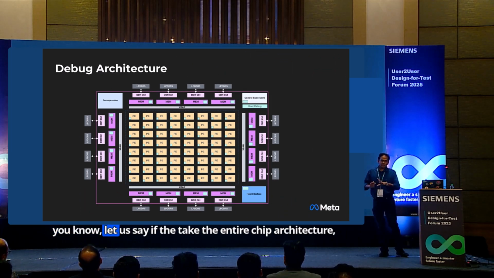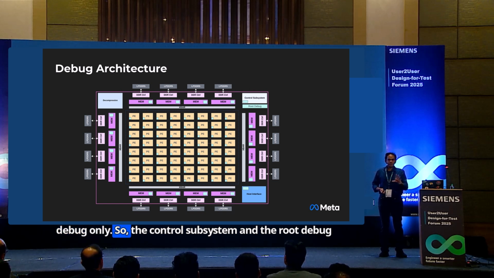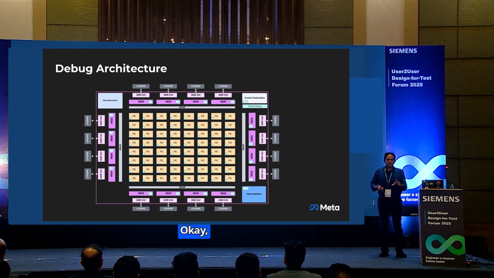So if we take the entire chip architecture, the functional plus debug together, the teal colors are the debug only. So the control subsystem and the root debug are sitting right next to each other, and this is how they are interfaced.